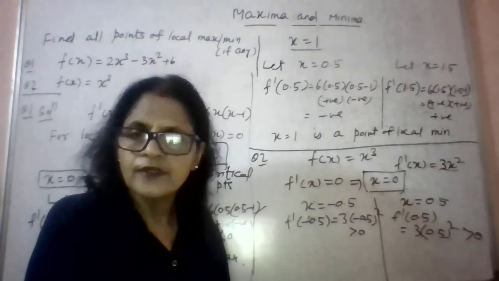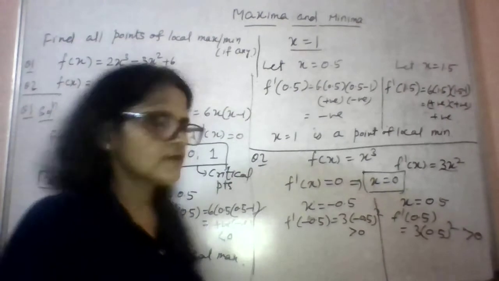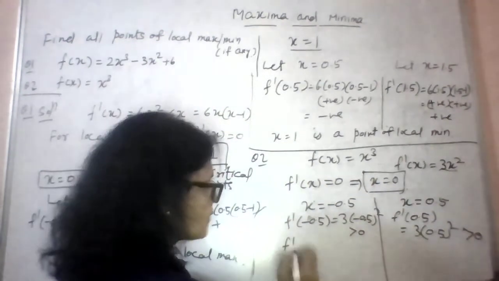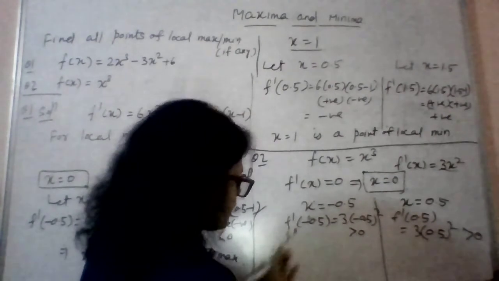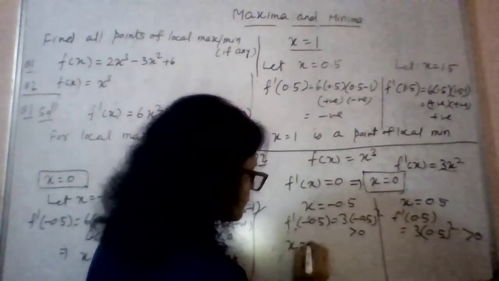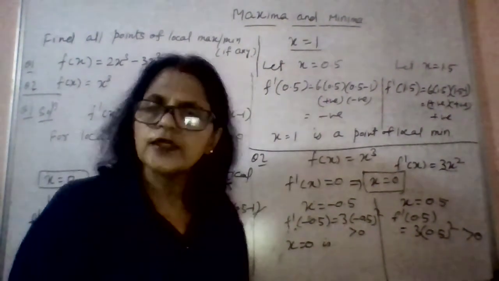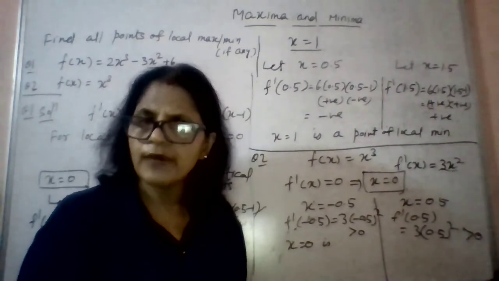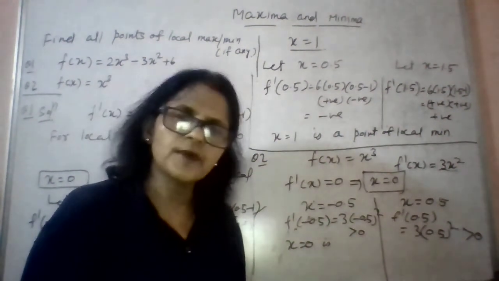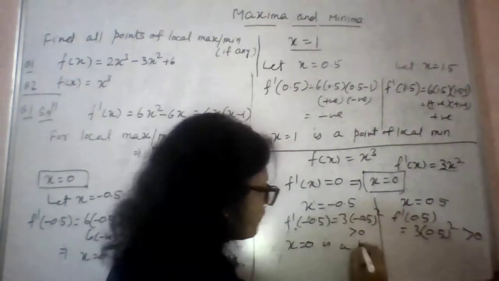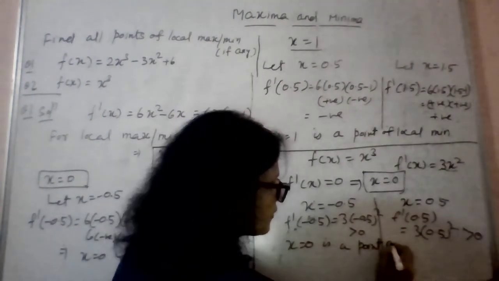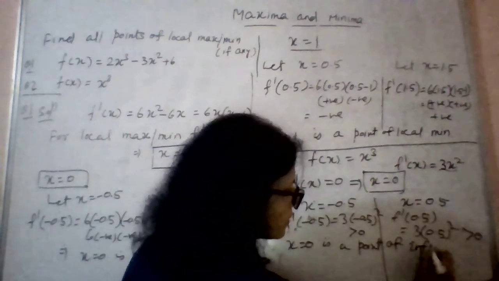So it means here our conclusion will be, you can write here, x equal to 0 is neither a point of local maximum nor a point of local minimum. Then what is it? It is a point of inflection.